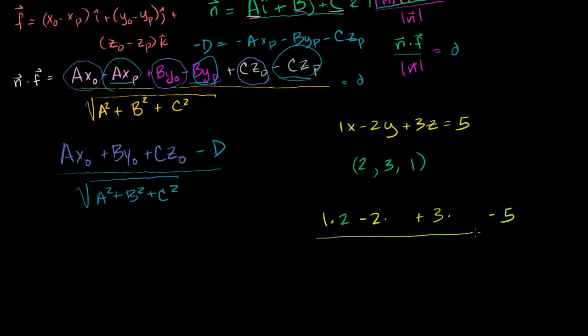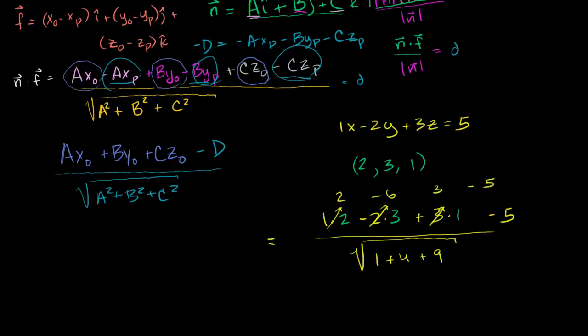All of that over, and I haven't put these guys in. Let me do that right now. So 1 times 2 minus 2 times 3 plus 3 times 1, minus 5. You're kind of bringing it over to the left-hand side. All of that over the square root of 1 squared, which is 1, plus negative 2 squared, which is 4, plus 3 squared, which is 9. So it's going to be equal to, let's see, this is 2 minus 6, or negative 6, and then you have plus 3, and then minus 5.